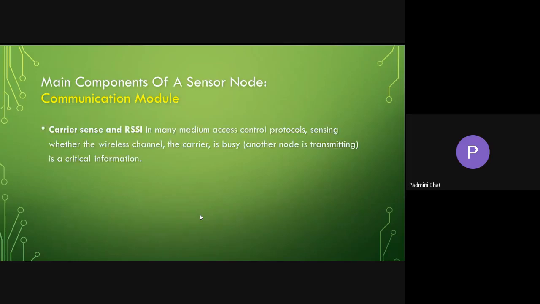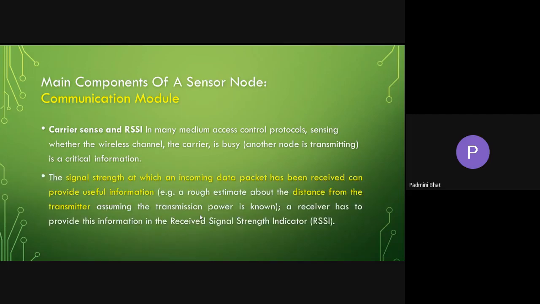Carrier sense and RSSI. In many medium access control protocols, sensing whether the wireless channel, the carrier, is busy is critical information. The signal strength at which an incoming data packet has been received can provide useful information, a rough estimate about the distance from the transmitter, assuming the transmission power. A receiver has to provide this information in the received signal strength indicator, which I explained, that is the minimum strength we need to have.